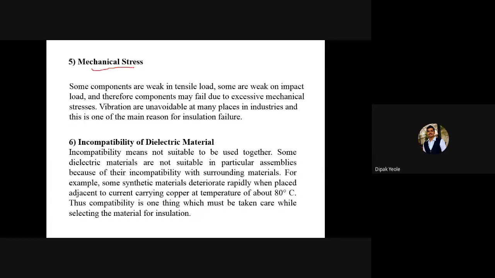The part is mechanical stress. Some components are weak in tensile load, some are weak on impact load, and therefore components may fail due to excessive mechanical stresses. And this is the reason, vibration. तुम्हाला कळत असेल की व्हायब्रेशन जर जास्त तयार झाले सिस्टीम मध्ये, म्हणजे इलेक्ट्रिकल इक्विपमेंट असेल किंवा मेकॅनिकल इक्विपमेंट असेल, so one can say there is a development of mechanical stresses and that can damage the equipment.